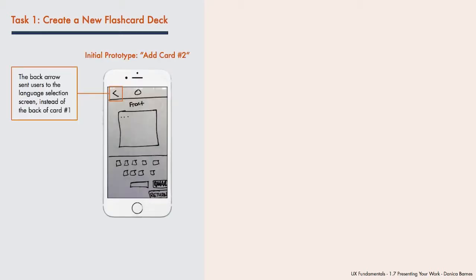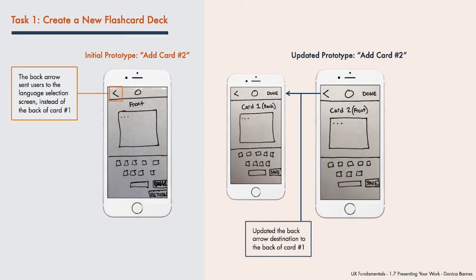And so with the first task, creating a new flashcard deck, it was fairly successful, but the users ran into 2 main issues. The first was that on the second adding a card screen, the back arrow sent users to the language selection screen. In actuality, it should have sent them to the back of card number 1. So that was a fairly easy fix. What we did was we changed the destination of that button to the back of card number 1 instead of the language selection area.